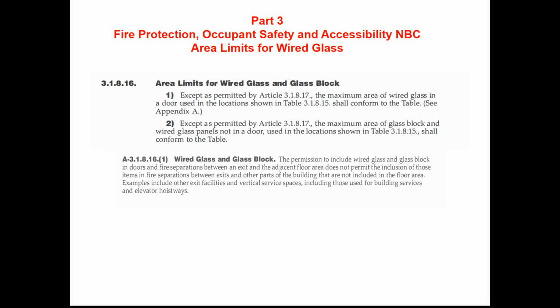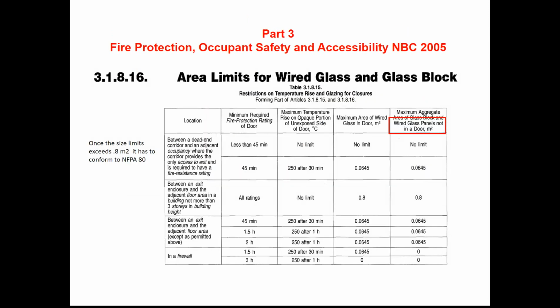So what they're talking about is the maximum, except for Article 17. Well, that'll be the next slide. The maximum area of wire glass in a door used in locations shall conform to the table. So let's just pop over to this table. Once again, they give you an area for fire protection, and they talk about no limit on the size.